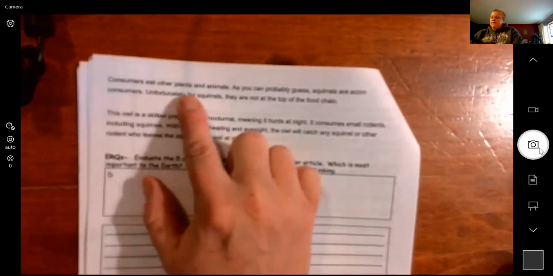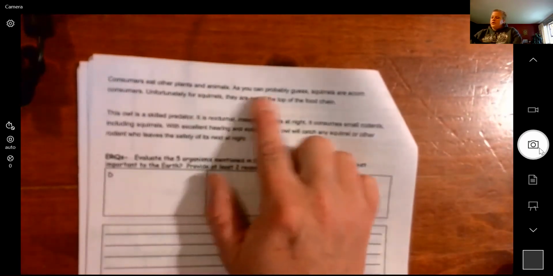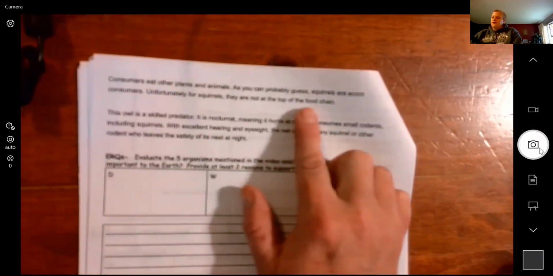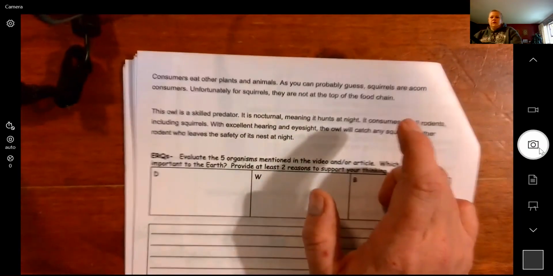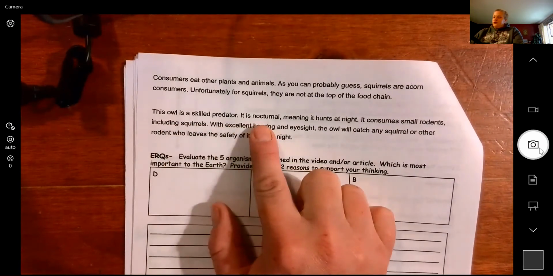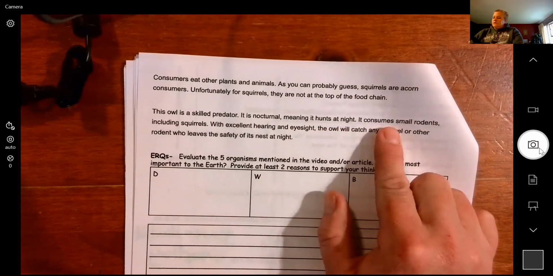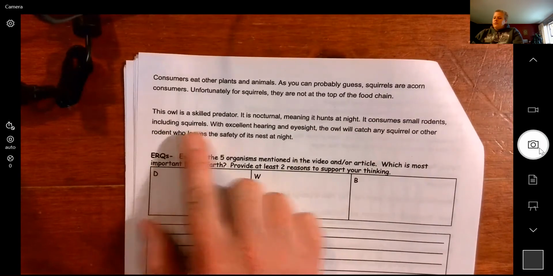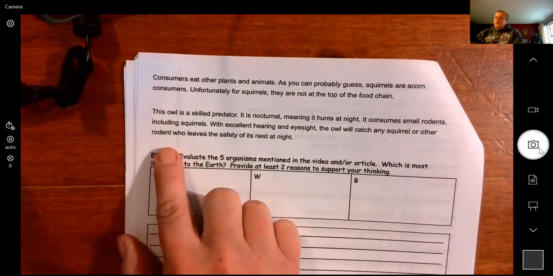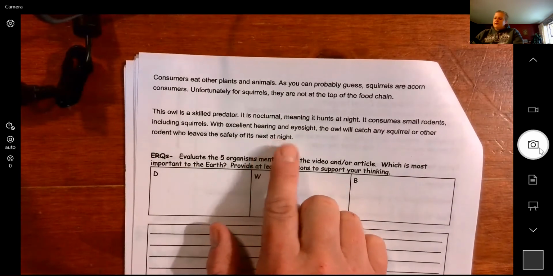Consumers eat other plants, and as you can also probably, squirrels are acorn consumers. Unfortunately for squirrels, they're at the top of the food. This owl is a skilled predator. It is nocturnal, meaning it hunts at night. It consumes small rodents, including, with excellent hearing and eyesight, the owl will catch any squirrel or other rodent who leaves the safety of the nest at.